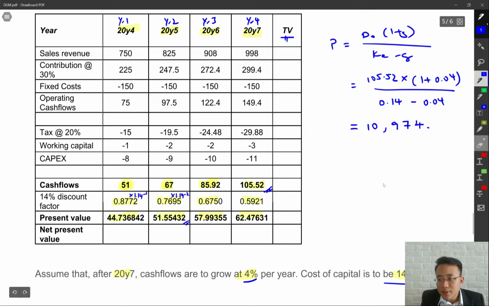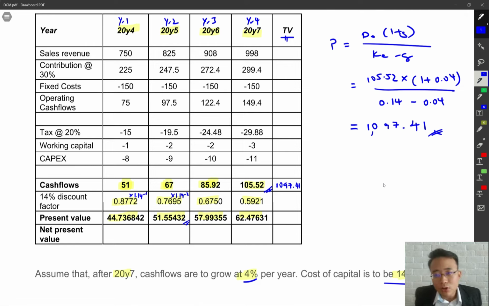Oops, a mistake in calculation, people. Yeah, one decimal point too far. It should just be 1,097.4. Yeah, let me just double check this, okay? Because I'm doing my workings live so that you also can follow me. Okay, yeah, perfect. Maybe I'll just round it as 0.41 here. So I have 1,097.41 as the terminal value.